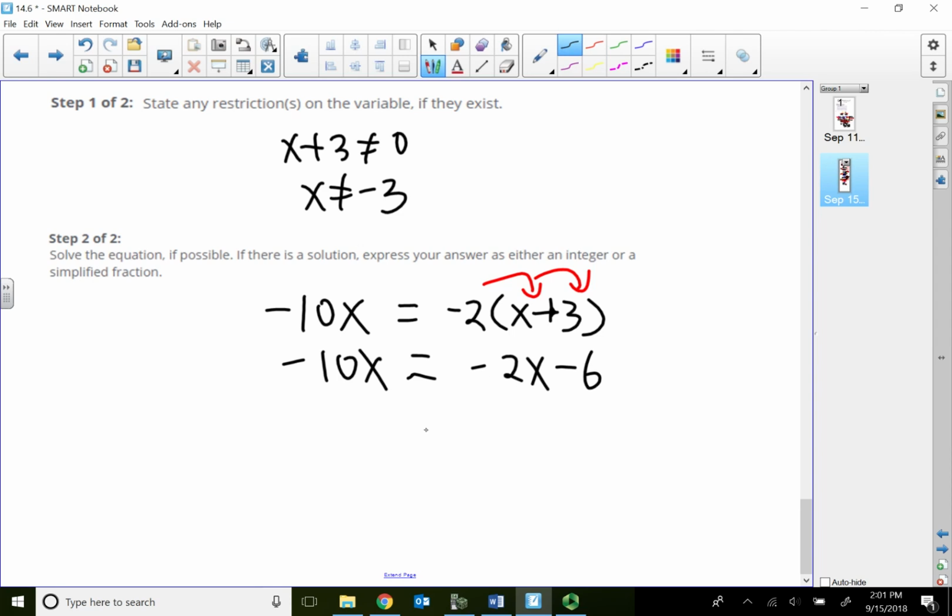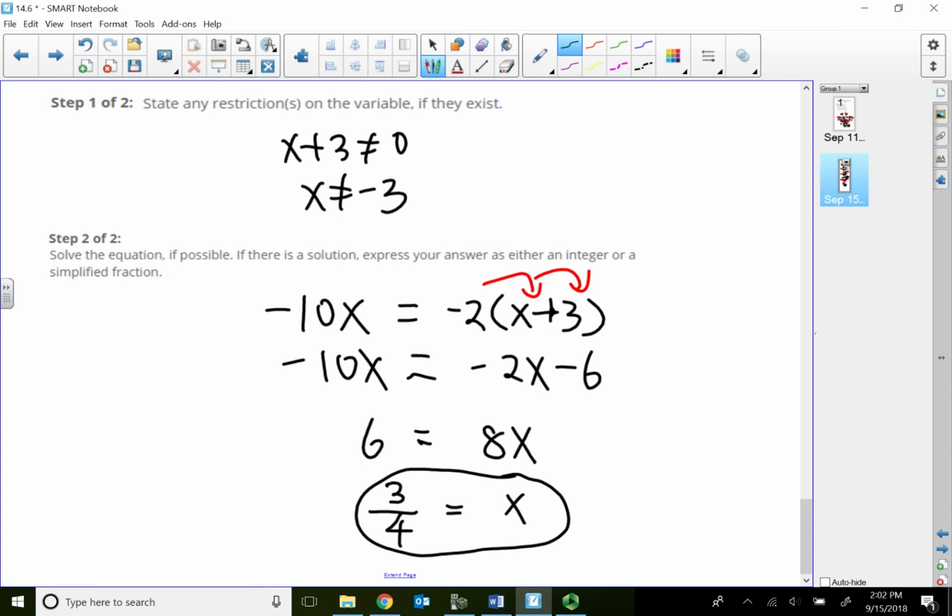Negative 2x is bigger than negative 10x, so let's move this over. That should give me 8x here. Move the negative 6 to the left, it's positive 6. Divide both sides by 8. 6 over 8, if I reduce that, would be 3 over 4. So that's my answer.